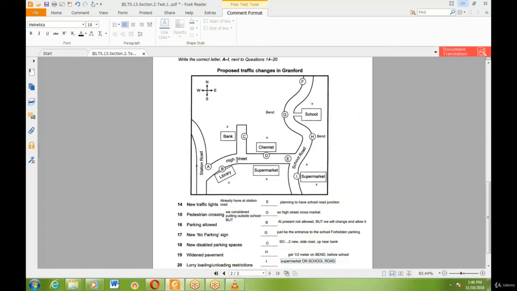Okay? You have to recognize where they're talking about and where they're going to put this stuff. That's what you have to be able to do. If you're able to do that, then it makes a big, big difference in what you're doing. Okay.